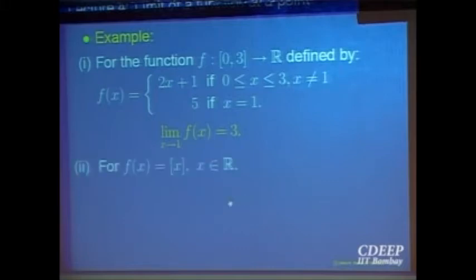While in the other example, the greatest integer function, the limit does not exist, because I am able to get two different sequences, both converging to the value x equal to 1, but f of x_n for the different sequences, the limits are different. They are not converging to the same value. So the limit for this function does not exist. Okay?